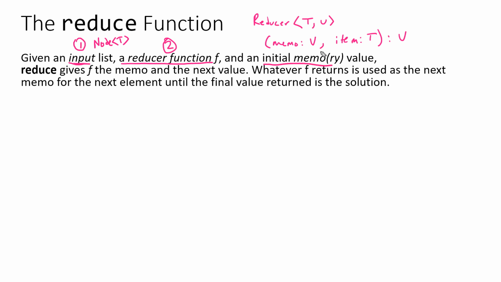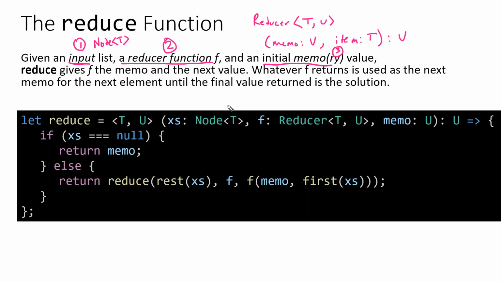And the last thing that the reduce function is going to need is an initial memo value, right? So we'll talk about this as well when we get to the code. And so what happens is we take this input list, and for each item of the input list, we give the current value of the memo and the next item to our function f, and then the result of that function f becomes the next piece of memo. So let's take a look at how this would be implemented recursively.